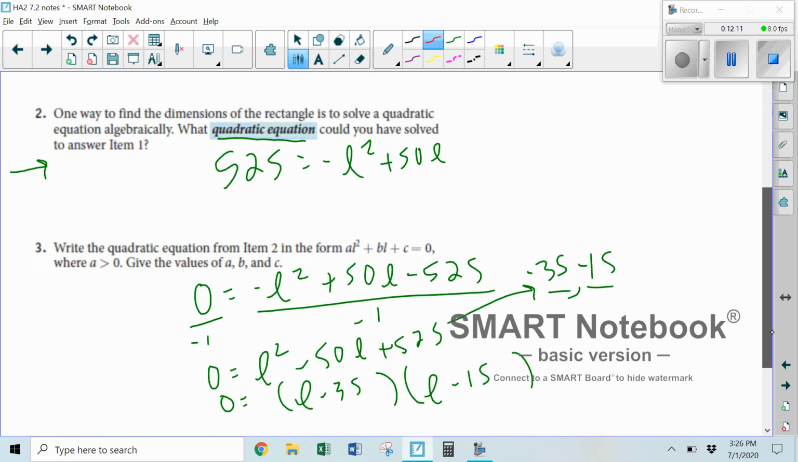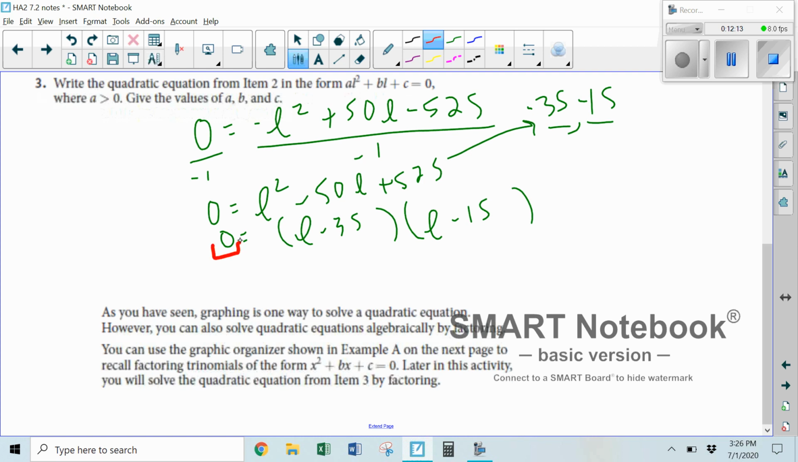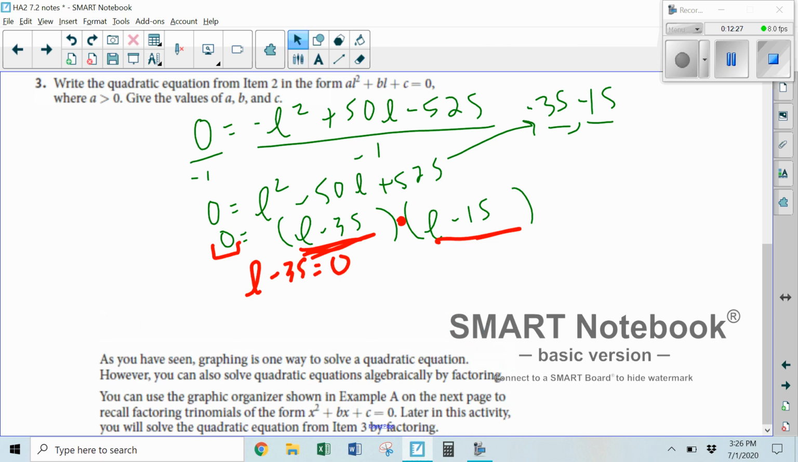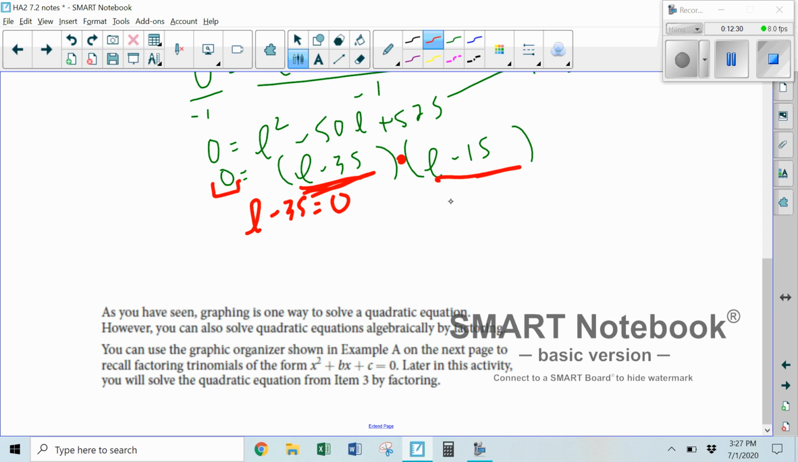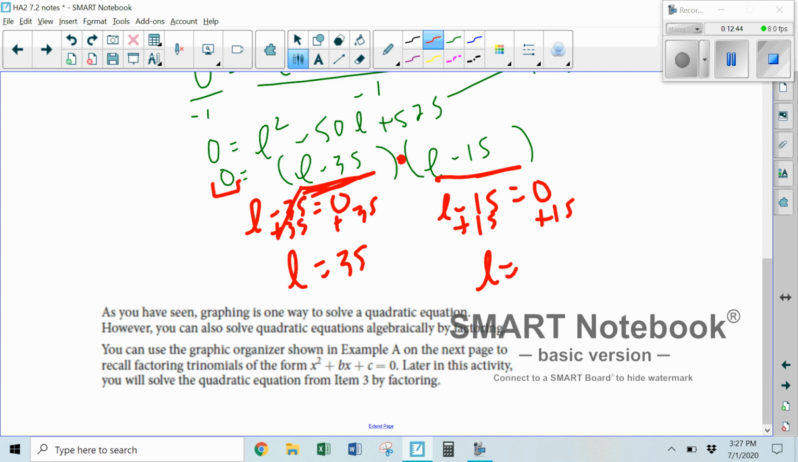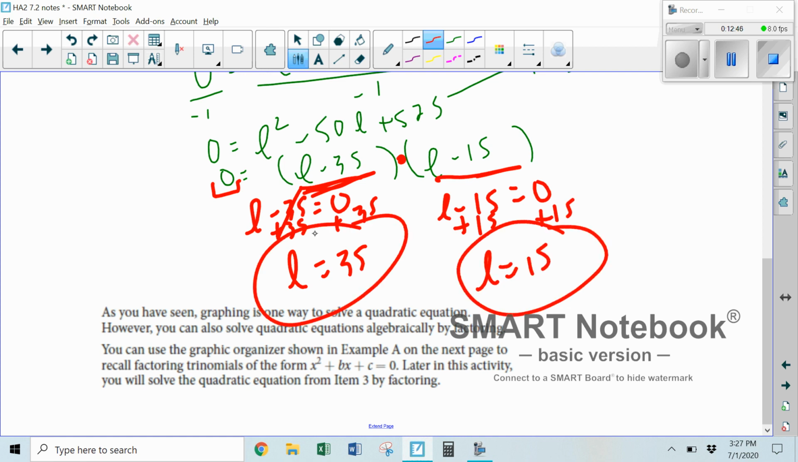Here's the 0. Here's the product or the multiplication, which means this or this has to be 0, or maybe both. So let's set this first one equal to 0, and let's set this one equal to 0. Solve for L, pretty quick and easy. L is 35, or L is 15. Remember, that was length. I think it was in inches, but you can, oh no, feet. I think you can look back to check.